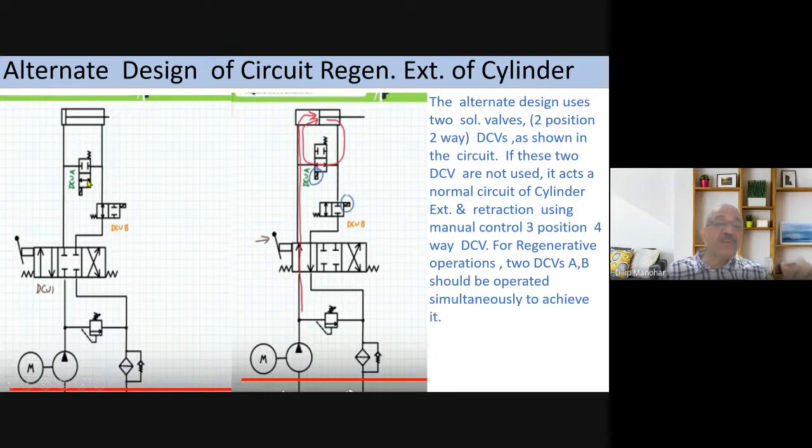So it will shift the position, connecting the rod end to the cap end, and connecting it to the blocked end here. The connection to the tank is blocked here, and here it is connected to the rod. This is the alternate design.